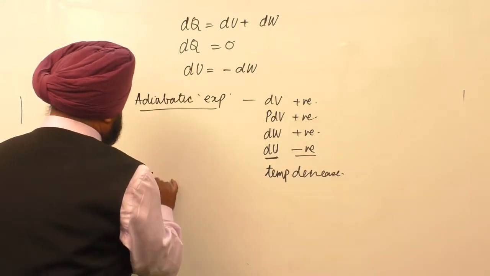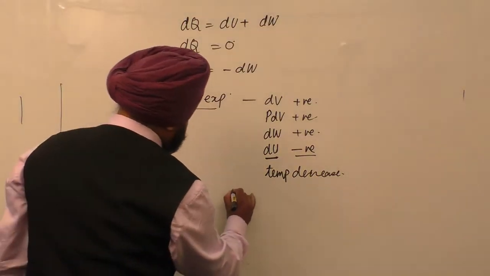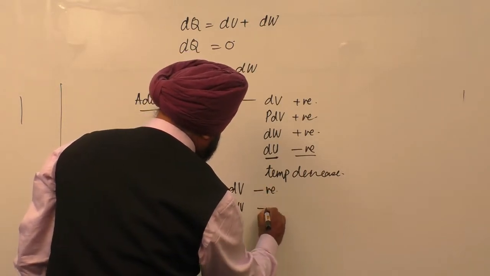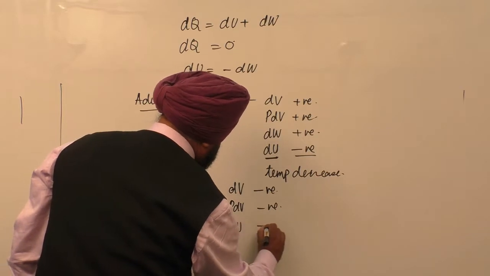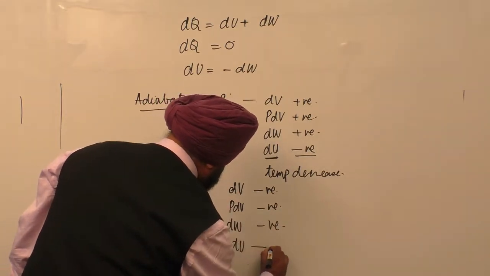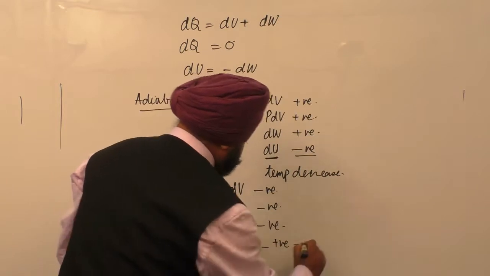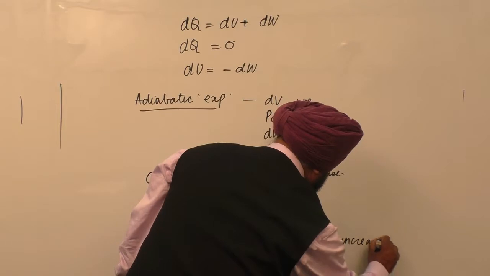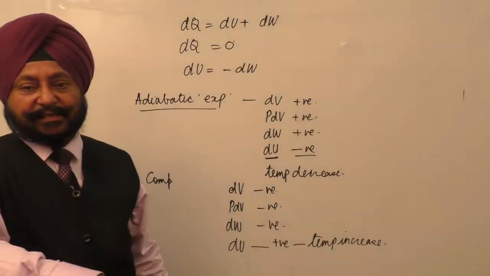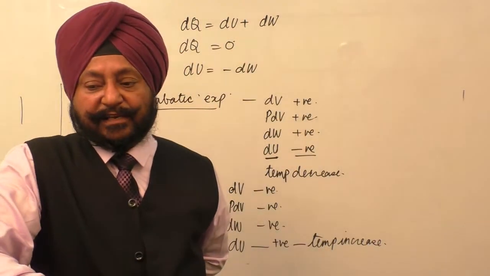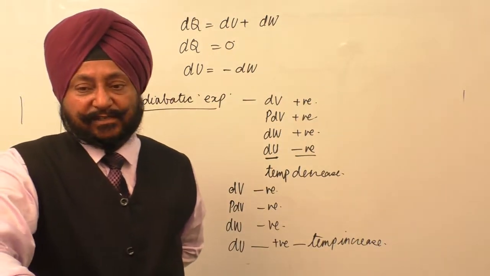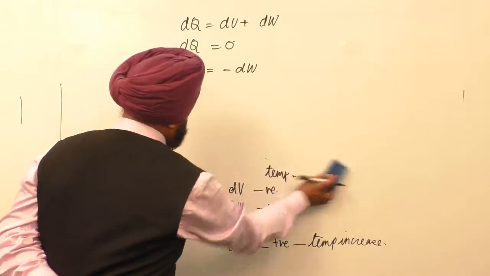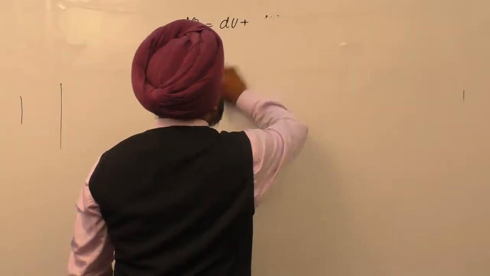Now, when you talk about adiabatic compression, we have dV to be negative. We have pressure into change in volume to be negative. We have the work done to be negative, and the value of dU in that situation will come out to be positive. That means temperature increases. So whenever adiabatic expansion takes place, temperature will decrease, and whenever adiabatic compression takes place, the temperature of the system will increase. So this is what happens to the first law of thermodynamics when we apply it to the adiabatic process.